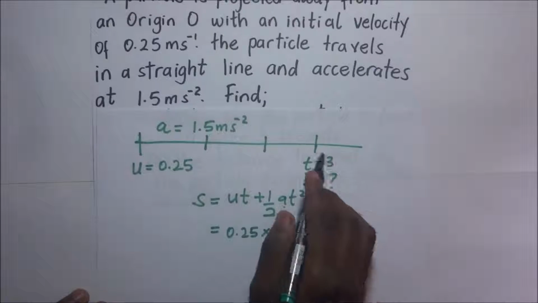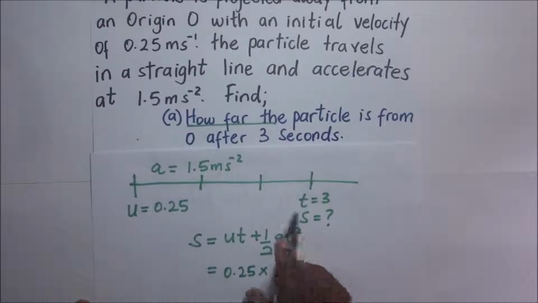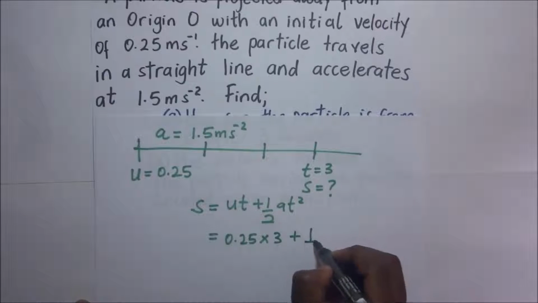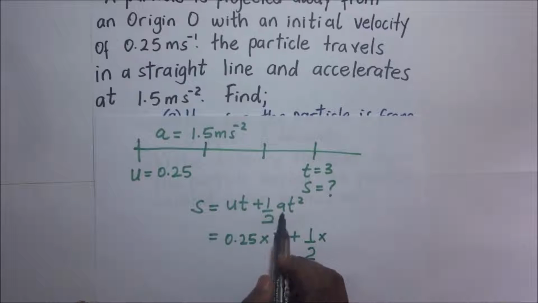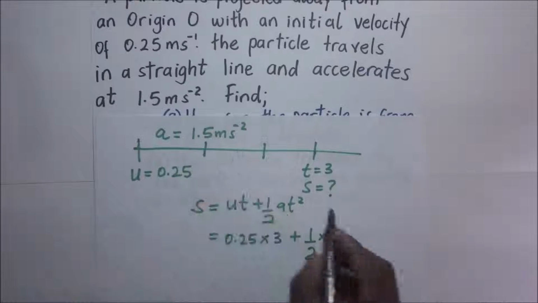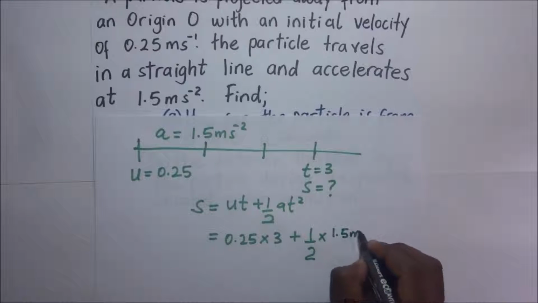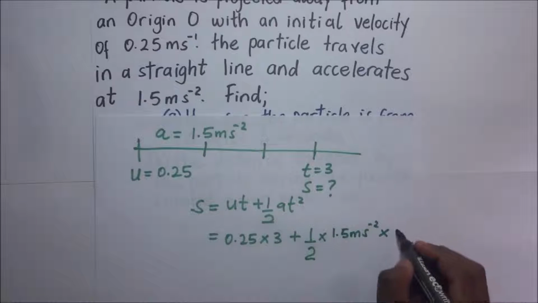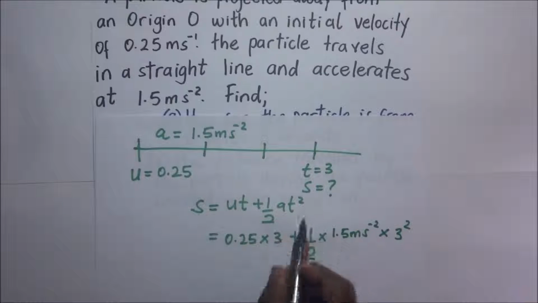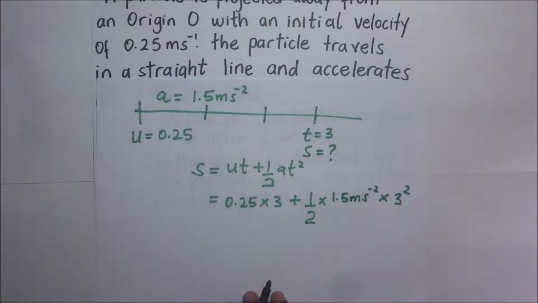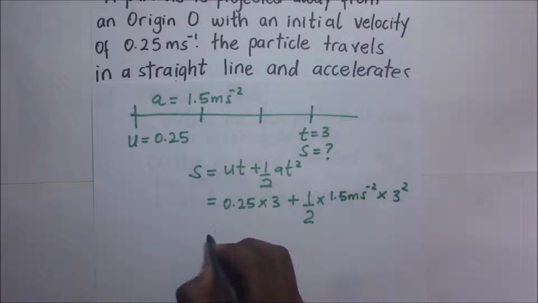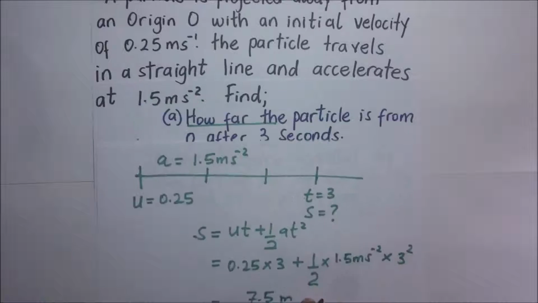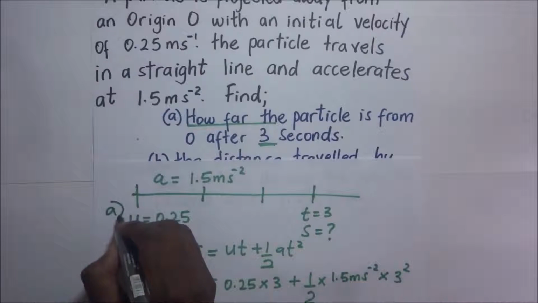The question wants us to find how far after 3 seconds, so it's times 3, plus times a half, times the acceleration, in this case 1.5 meters per second squared, multiplied by time squared, which is 3 squared. We need to find s. And of course there our value, the distance, when you sum all that up, is going to be 7.5 meters. So that's our answer to part A.